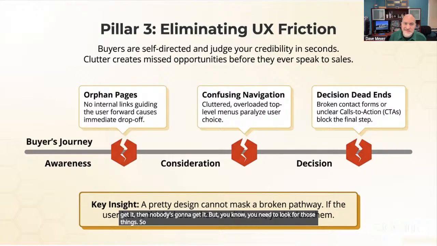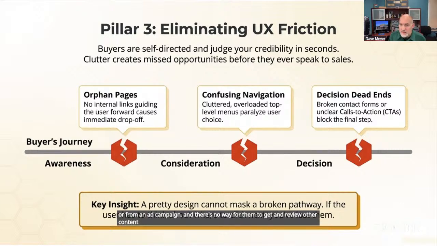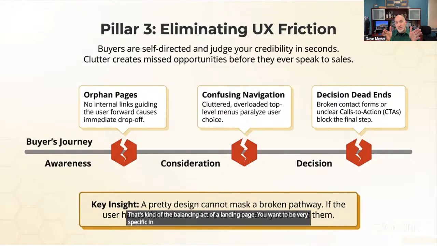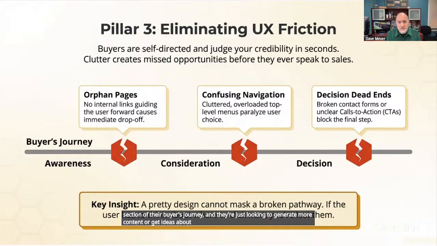So common dead things or common confusing things are orphan pages. A lot of times we'll use these as landing pages, but if people are getting to a specific page either through a search or from an ad campaign, and there's no way for them to get to and review other content, that's kind of the balancing act of a landing page. You want to be very specific in giving people only what they need in order to get them to the next step, but they also need to be able to dig deeper if they're in the informational section of their buyer's journey and they're just looking to generate more content or get ideas about what you do.